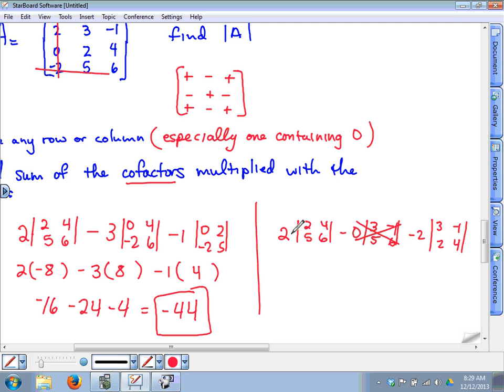So let's figure this out here. This cofactor multiplied by that minor is 2 times negative 8. This middle product reduces to 0, so we don't need to worry about that middle product. But over here we have negative 2 multiplied by 14. So it's negative 16 minus 28, which is negative 44.